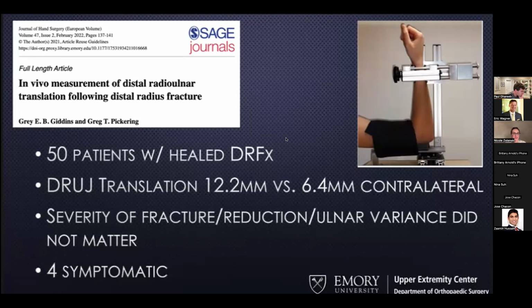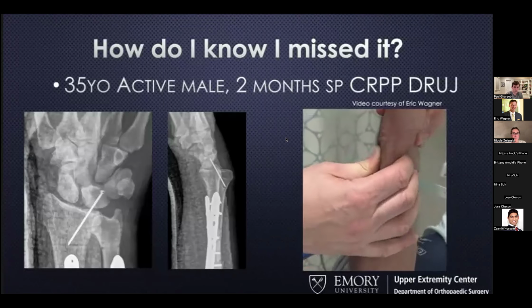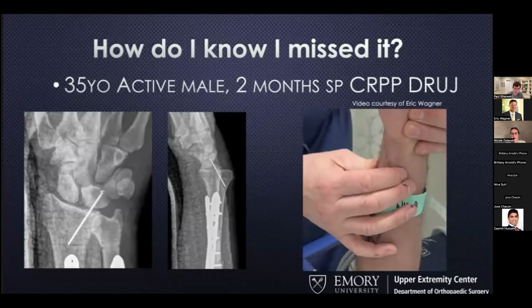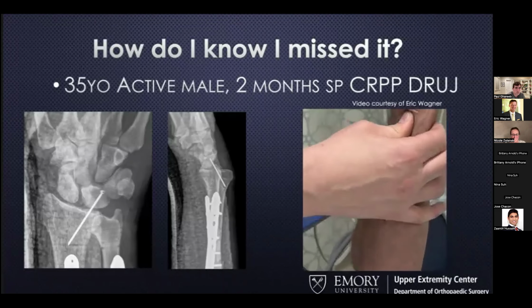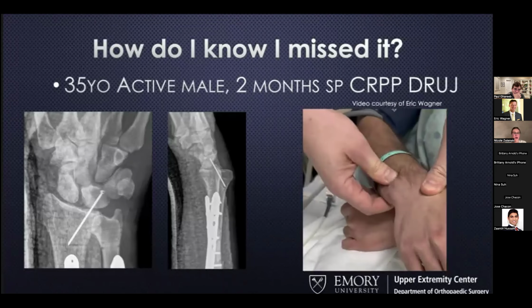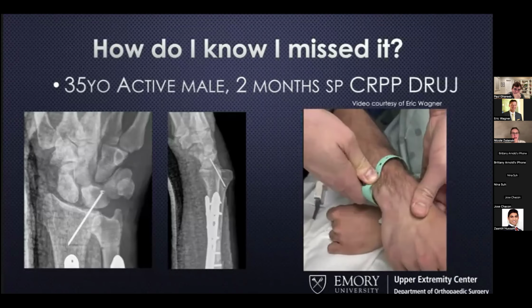But the important thing is that only 4 of these were symptomatic. So 4 out of 50 patients that had an average translation of 12 millimeters, which is a lot compared to 6 on the contralateral, only 4 were symptomatic. So how do you know if you missed it? This is something that in my first few years of practice, I've really had to figure out. How do you know if you missed it, and is something that I can do going to make it better?